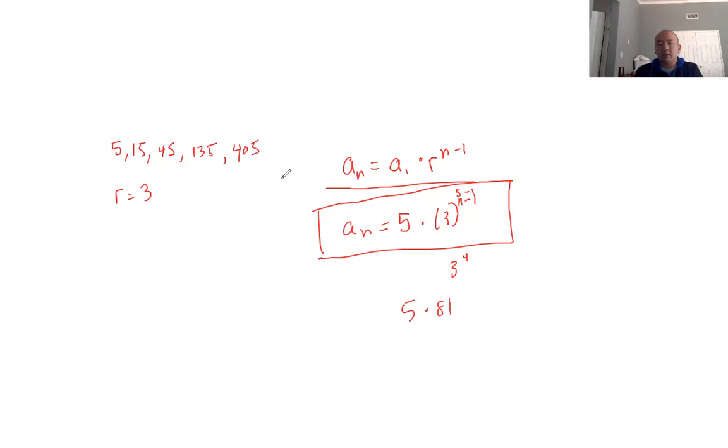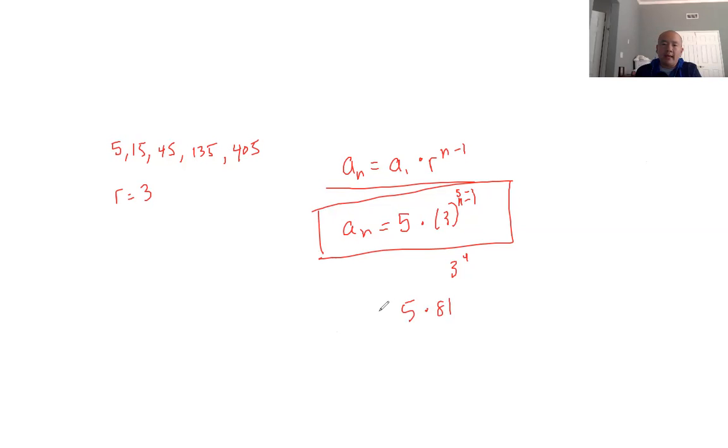Wouldn't it be so much easier if you just had this formula right here? Let's say we had to get the 100th term. Just put 100 here. 100 minus 1 would be 99. So it's 3 to the 99th power multiplied by 5, instead of doing it repeatedly over and over again. That's what this is for.